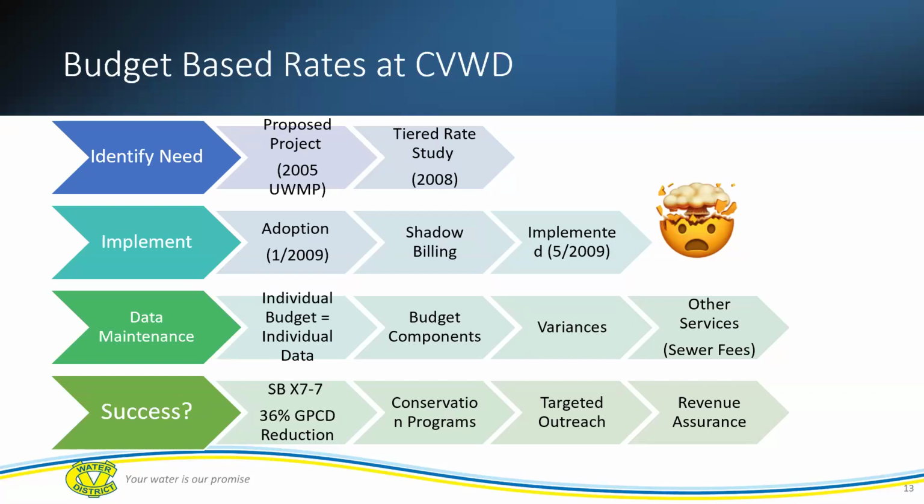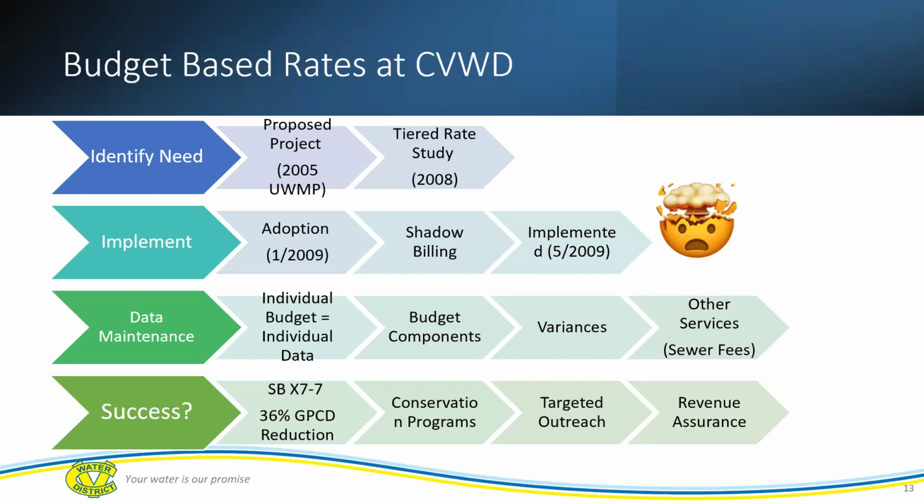Lastly, thinking about budget-based rates and success, and how you measure or evaluate if your budget-based rates have been successful, I wanted to talk about a few ways to think about that. Obviously first, driving conservation. With respect to the 20 by 2020 goal of SBX7-7, we exceeded that and reduced our gallons per capita per day, or GPCD, by 36% by 2020. I think budget-based rates probably played a big part in achieving that.